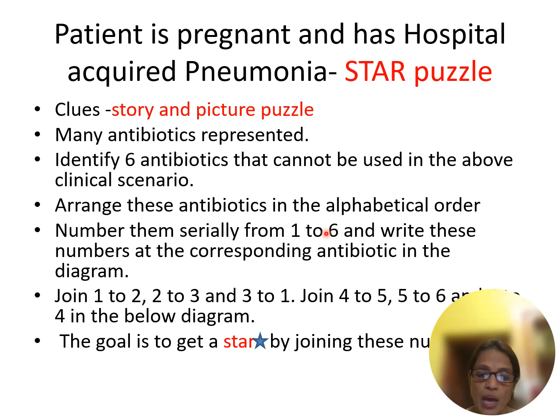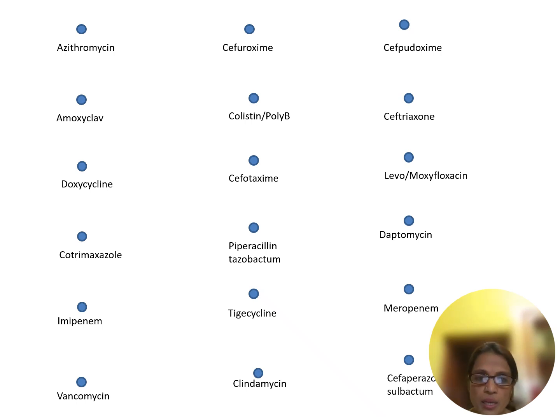Then what you need to do is join number 1 to 2, 2 to 3 and 3 to 1. Then join 4 to 5, 5 to 6 and 6 to 4 in the below diagram. The goal is to get a star by joining these numbers correctly. If you have identified these antibiotics correctly and if you have then arranged them in alphabetical order and given them the serial numbers, and then joined these dots, let us see what they are.